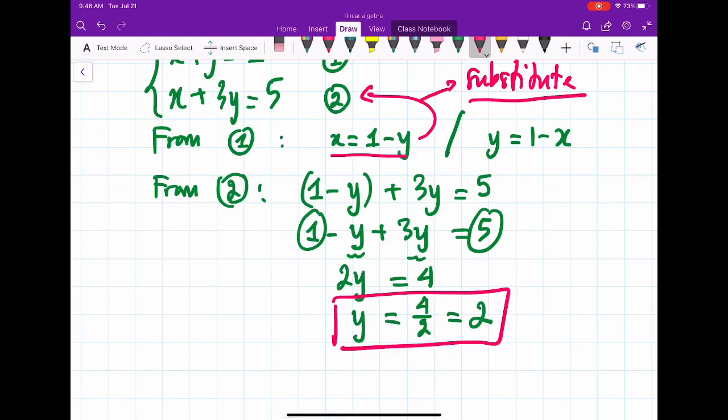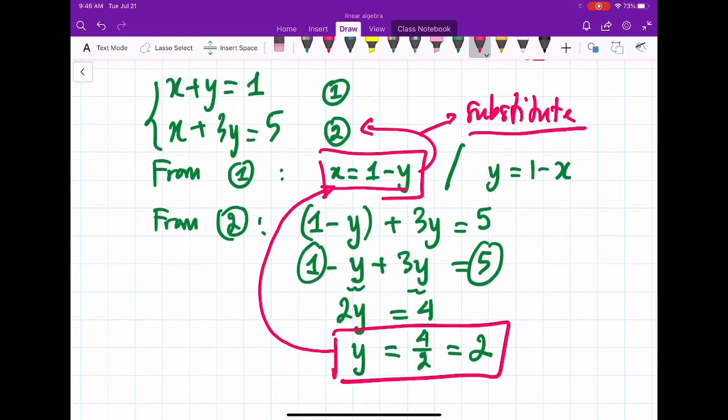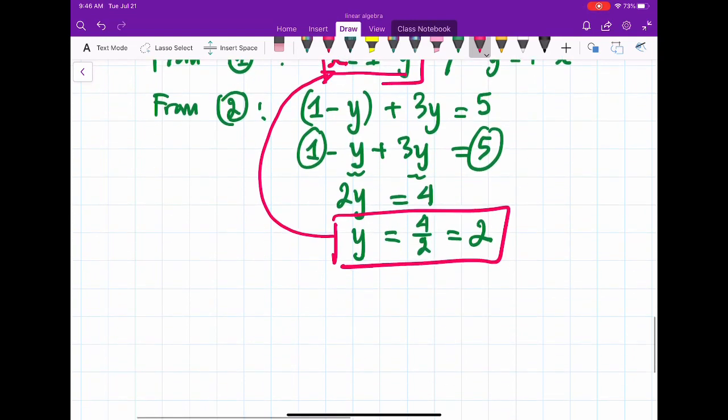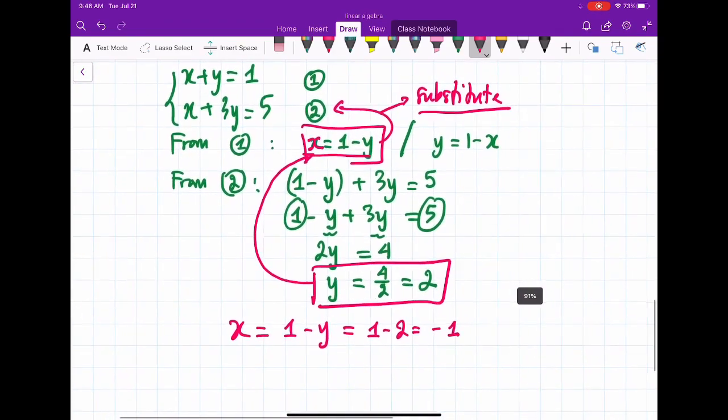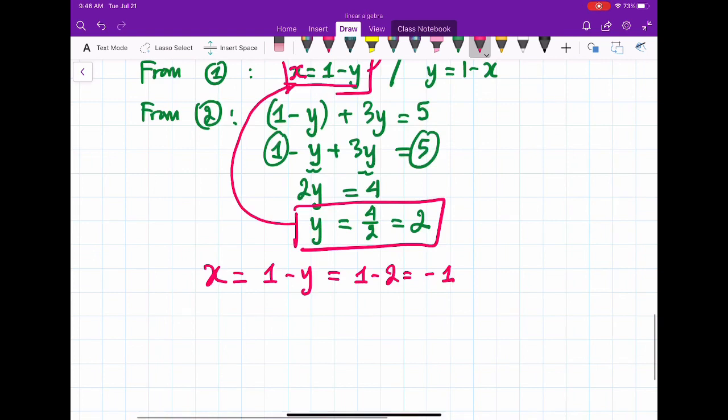Now, in order to find x, we just plug this guy into this equation. You don't have to plug into the first one, right? Because you already solved for x right here. X equal to 1 minus y. So from here, finally, we get x equal to 1 minus y, which is 1 minus 2 is -1. Okay? So the system has only one solution: -1 and 2.